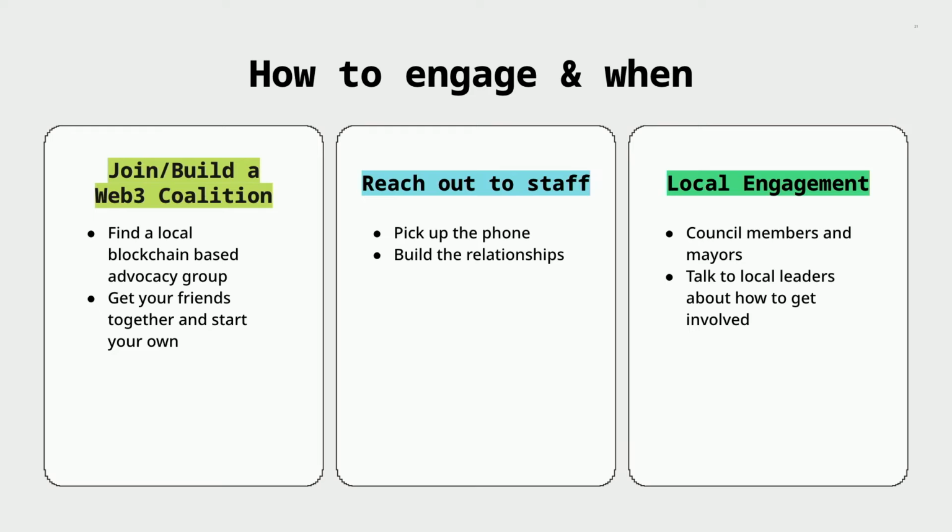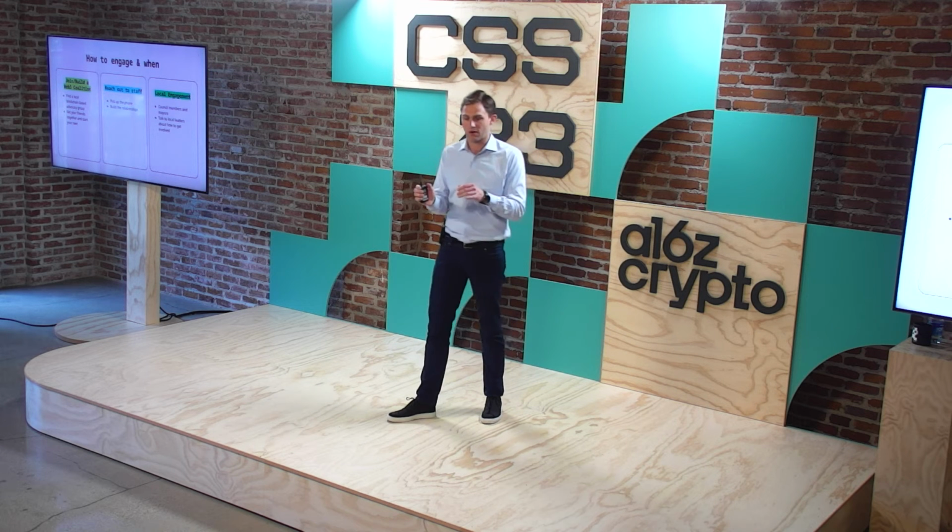The second piece is, once you've sort of built out this coalition, or you've decided that you want to be a part of a coalition, reach out to staff. Every single one of you has the ability to go online, type in your address, and it'll tell you exactly who your congressmen or your senators are.